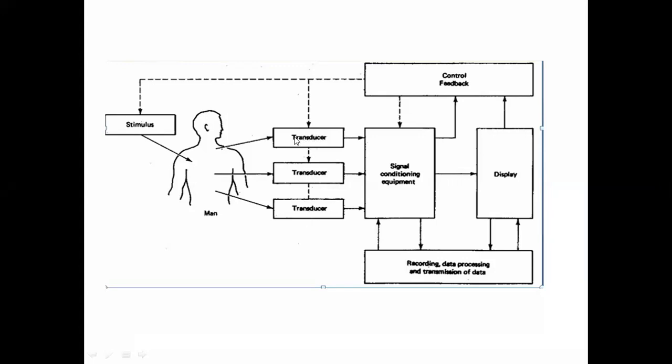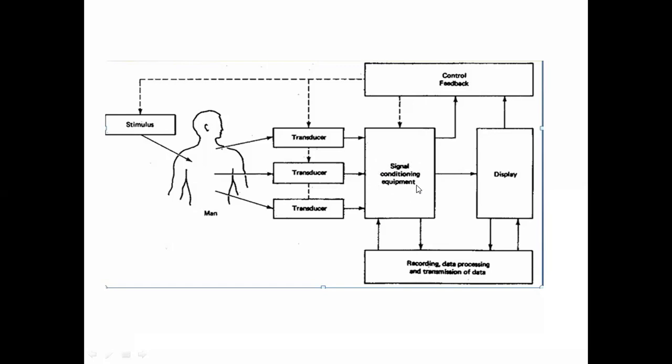Each transducer will convert the corresponding physiological parameter value into corresponding electrical signals. Similarly, this transducer also converts the corresponding physiological parameter to corresponding electrical signals. Like that, these transducers convert the physiological parameters, or say physiological signals, into corresponding electrical signals. After obtaining the output from the transducer, it is connected to the signal conditioning equipment.